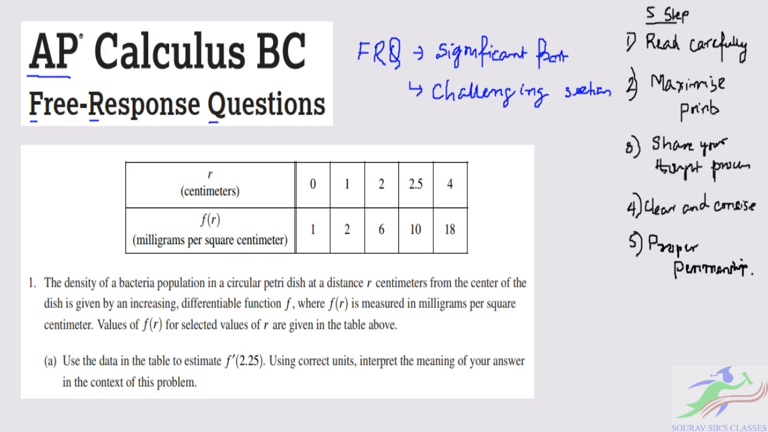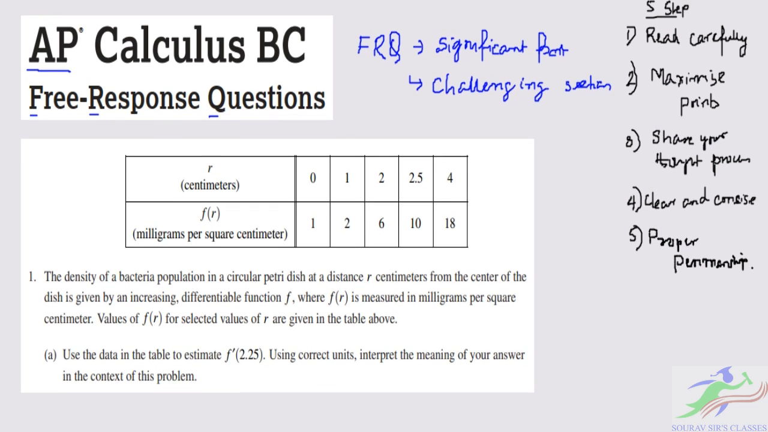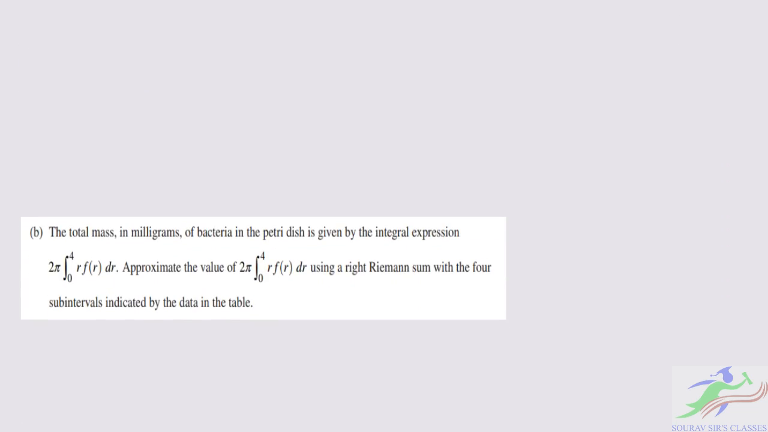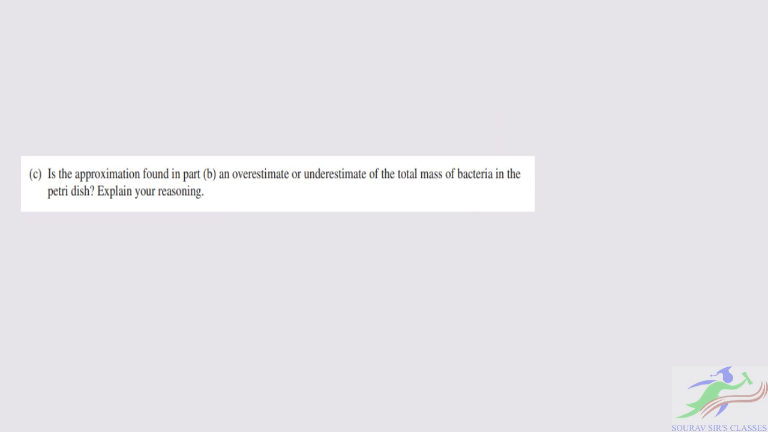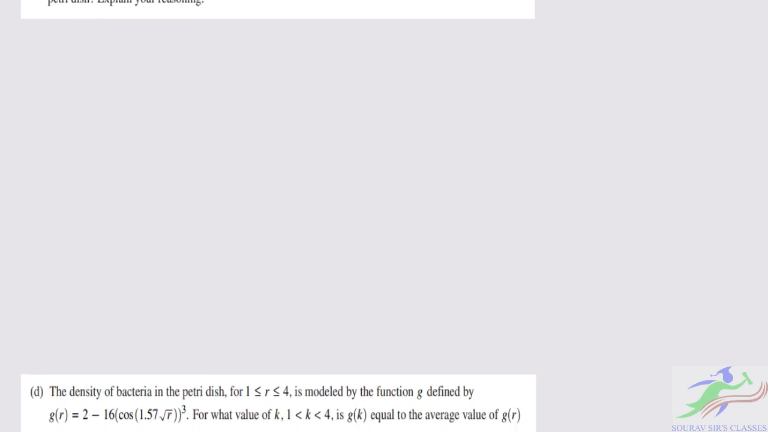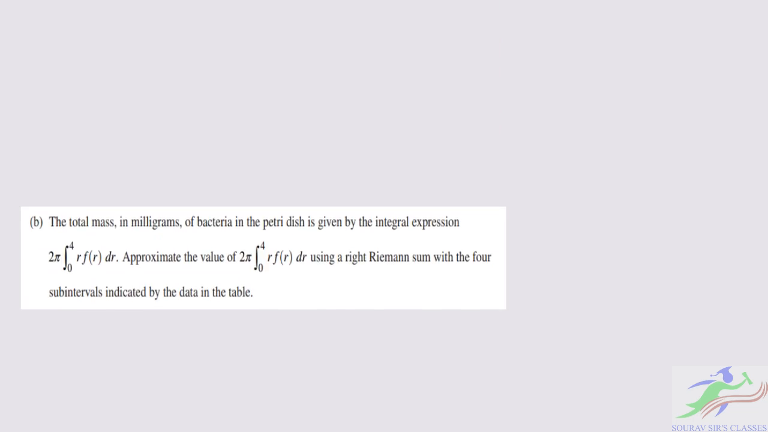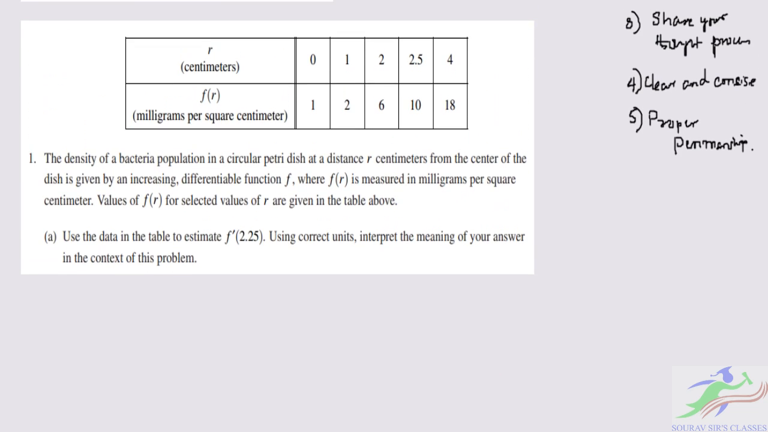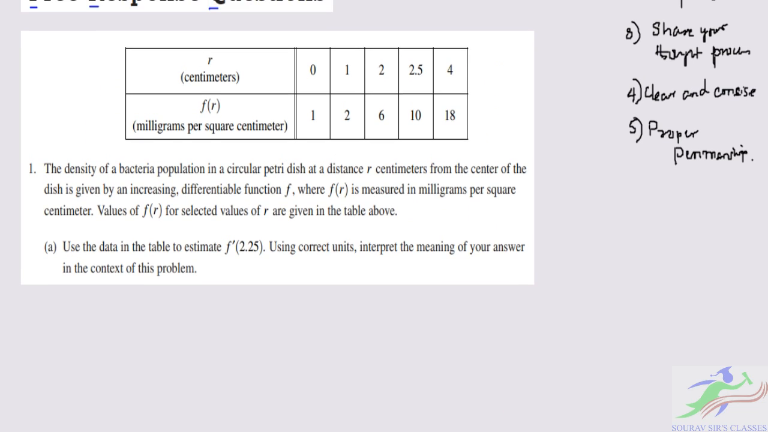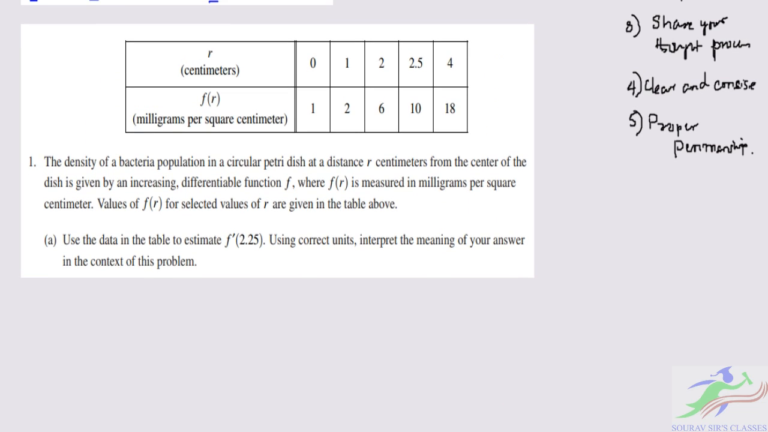Now, as you can see, this AP calculus question consists of several parts. We will solve each part of the question one by one. There are 4 multi-part questions, A, B, C, D, in this particular question. So let's move to question 1.